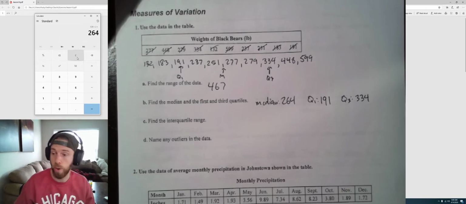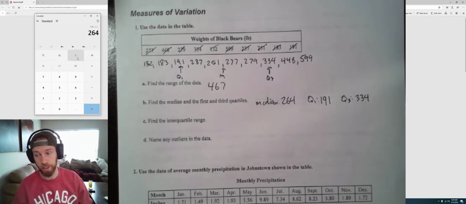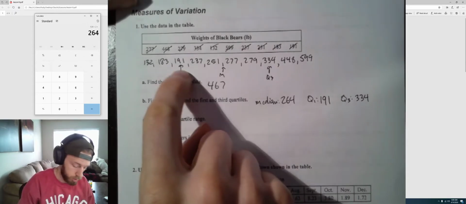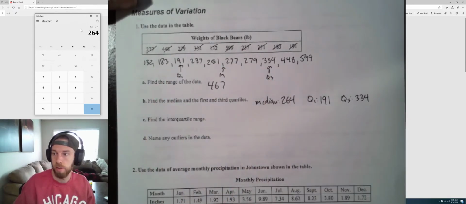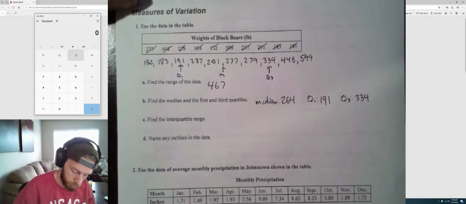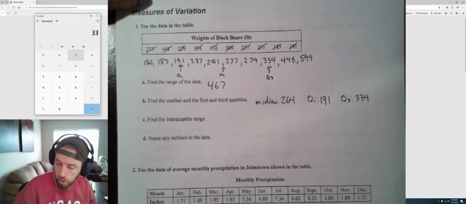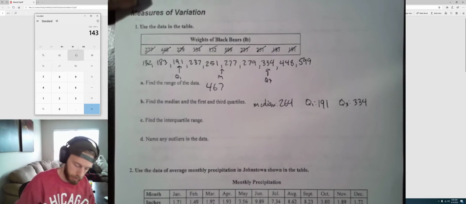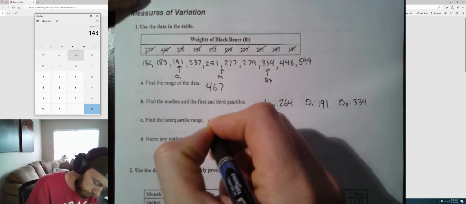The interquartile range. Again, remember, range is distance between two numbers. That's going to be the range between Q1 and Q3. So we will subtract 334 minus 191. Gives us 143.